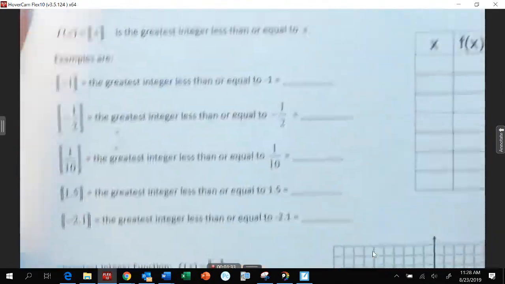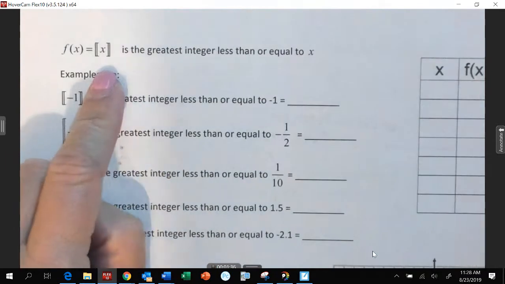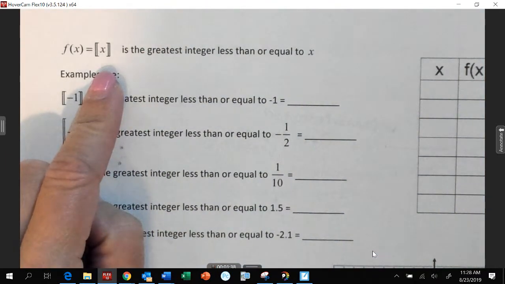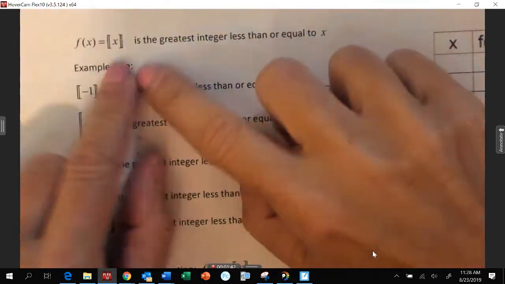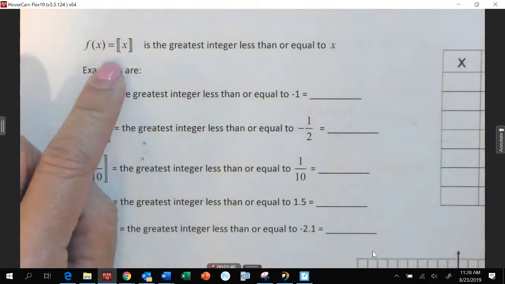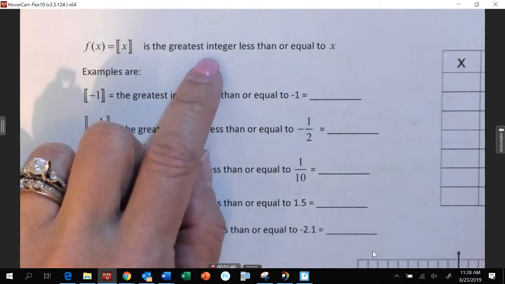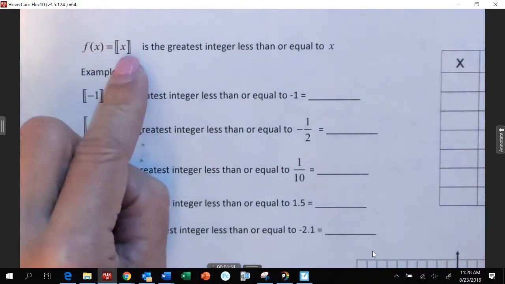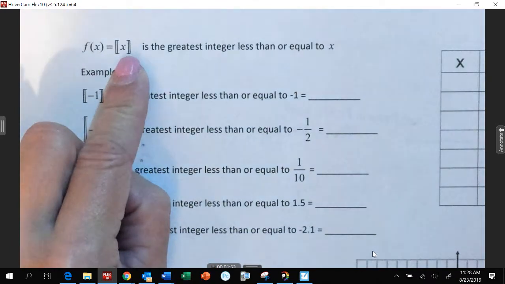Okay, on the back is a new function called the greatest integer function. Or you could call it a step function, if you ever heard that. Looks like this symbol with the 2 bars together. And what this means is find the greatest integer that is less than or equal to the number inside. So less than or equal to.